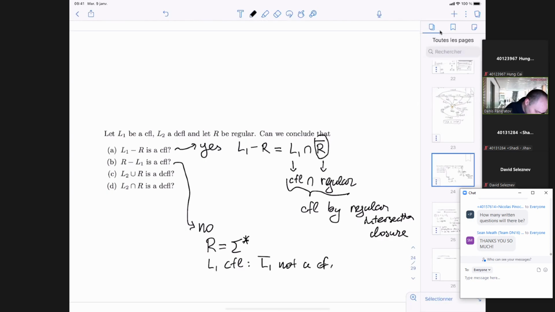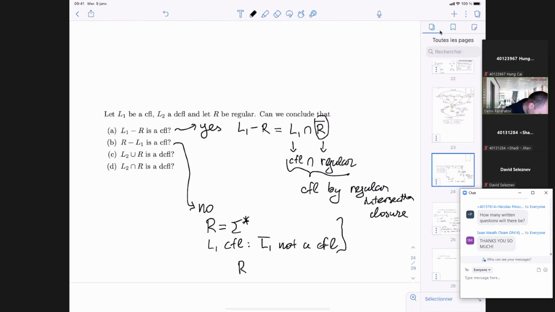And we know that such a language exists. So a language which is context-free, whose complement is not context-free. We know that it exists because context-free languages are not closed under complement. If we pick such L1 and we pick R, which is equal to sigma star, then R minus L1 is exactly equal to sigma star minus L1, which is the same thing as L1 complement. And this is not a CFL.